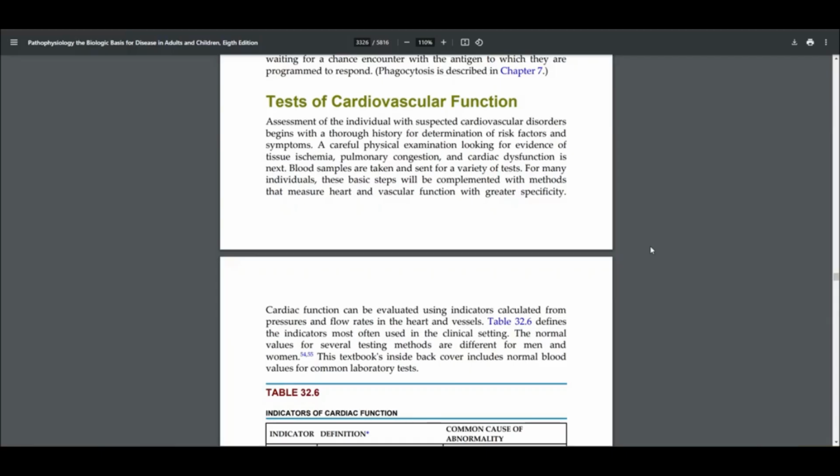Cardiac function can be evaluated using indicators calculated from pressures and flow rates in the heart and vessels. Table 32.6 defines the indicators most often used in the clinical setting. The normal values for several testing methods are different for men and women. This textbook's inside-back cover includes normal blood values for common lab tests.